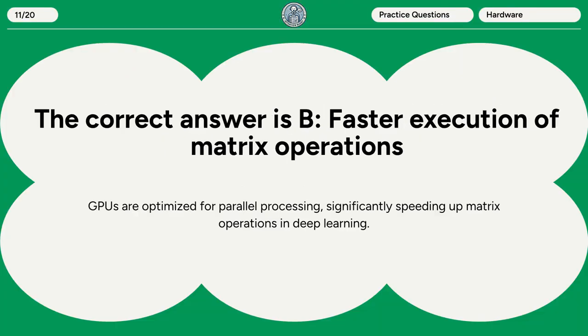The correct answer is B. Faster execution of matrix operations. GPUs are optimized for parallel processing, significantly speeding up matrix operations in deep learning.